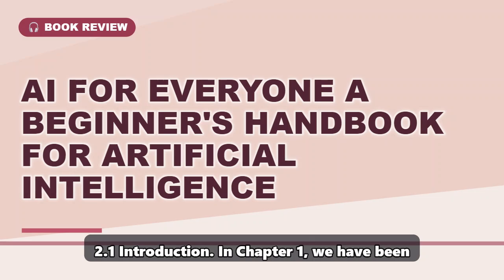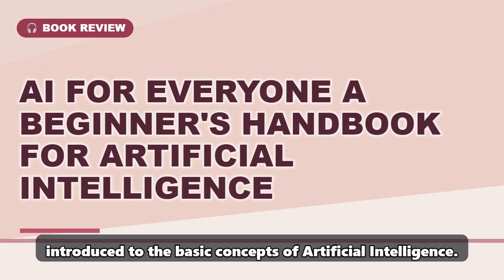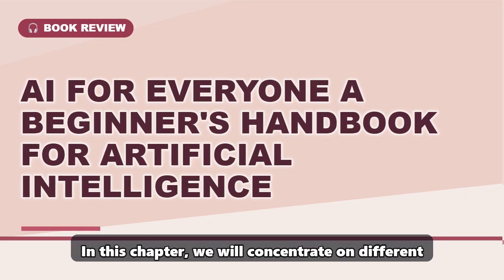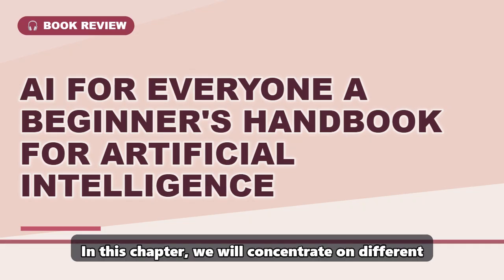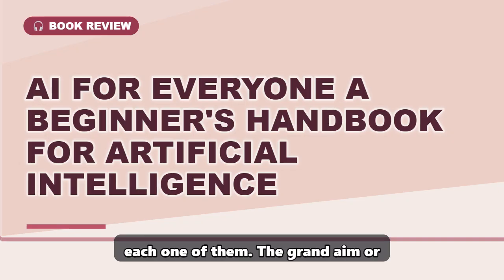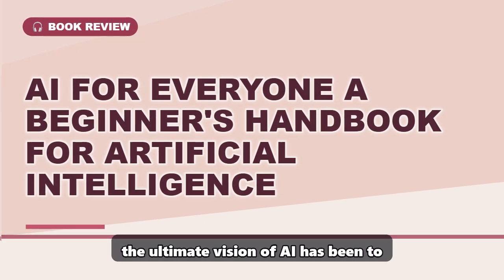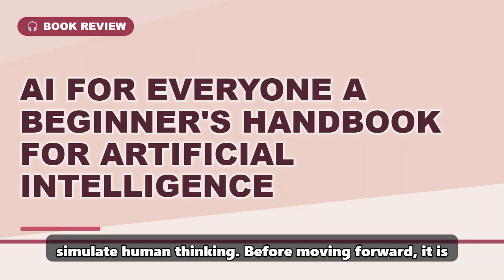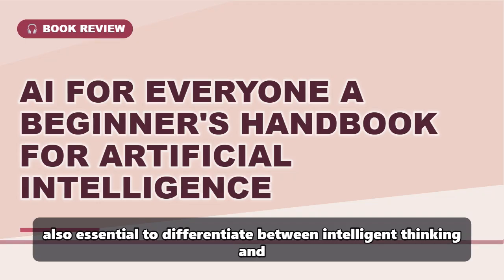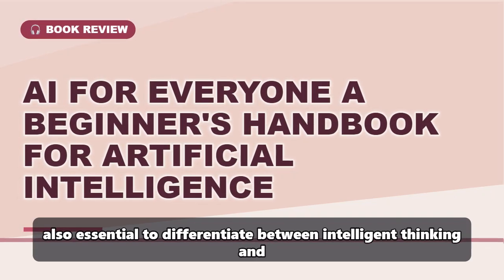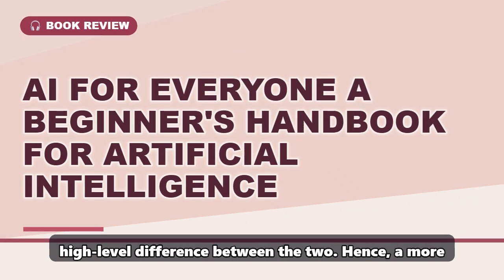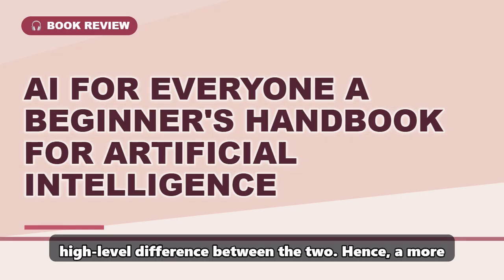2.1 Introduction. In Chapter 1, we have been introduced to the basic concepts of artificial intelligence. In this chapter, we will concentrate on different constituents of AI and a brief outline about each one of them. The grand aim or the ultimate vision of AI has been to simulate human thinking. Before moving forward, it is also essential to differentiate between intelligent thinking and intelligent action. The below table gives a very high-level difference between the two.